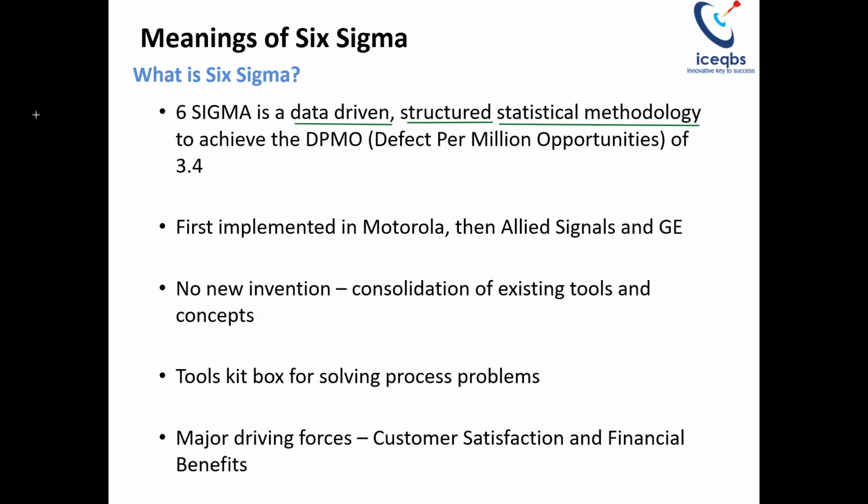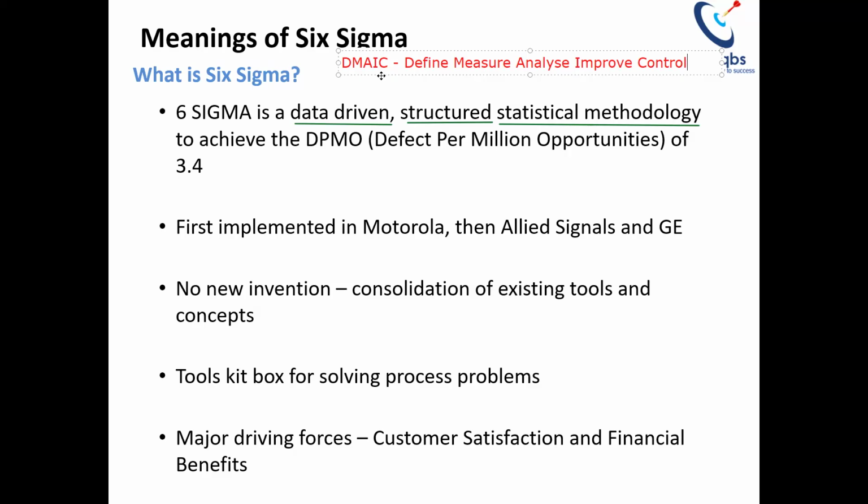When I say it is a structured approach, there are two types of structures. The first one is that the Six Sigma methodology follows a structured problem-solving methodology called the DMAIC methodology, where each of the letters stands for a particular word. D stands for define, M stands for measure, A stands for analyze, I stands for improve, and C stands for control. So any Six Sigma project has to necessarily pass through these 5 phases.